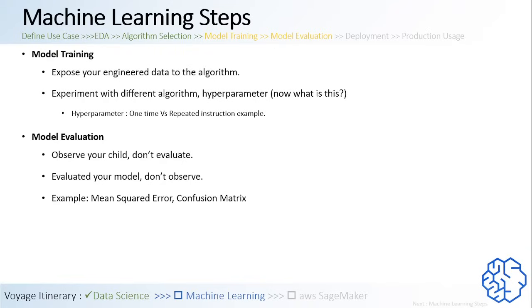We all are humans. So for model evaluation, with a child you observe, you don't evaluate. A child is a human, he or she is not a program, right? Just a little bit of philosophy. But in the world of machine learning, evaluate your model, don't observe. That means whatever predictions your model, your software program, makes, you have to evaluate it.